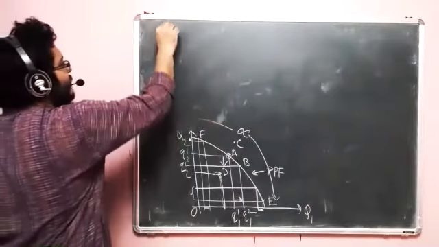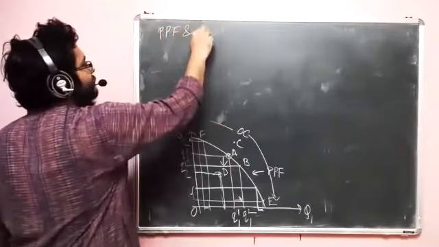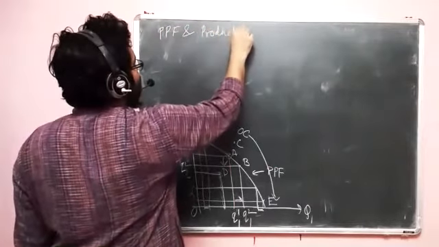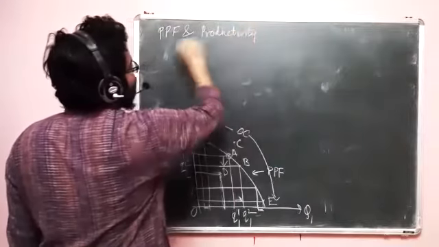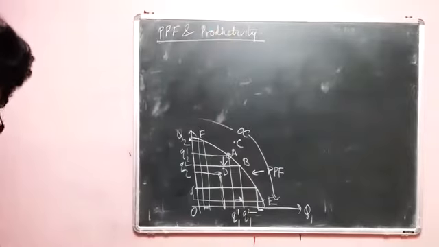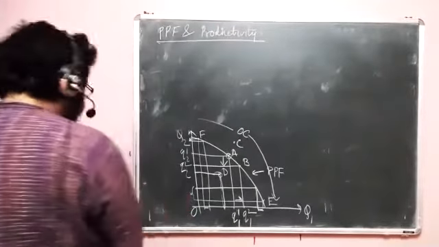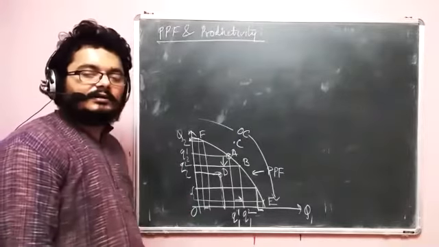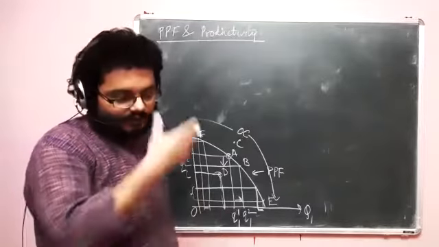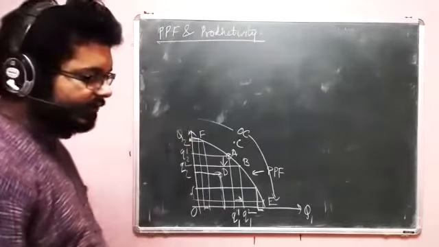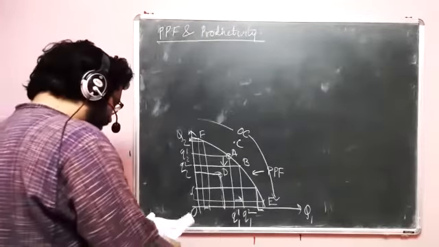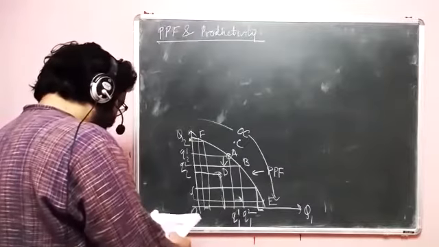So that takes us to PPF and production technology, or let us write it in better words: PPF and productivity. And what is productivity? Productivity is basically the amount that labor or any input can produce, either on average, or if you add one additional input, the amount of increase in production that it brings in. So let's just look at that.